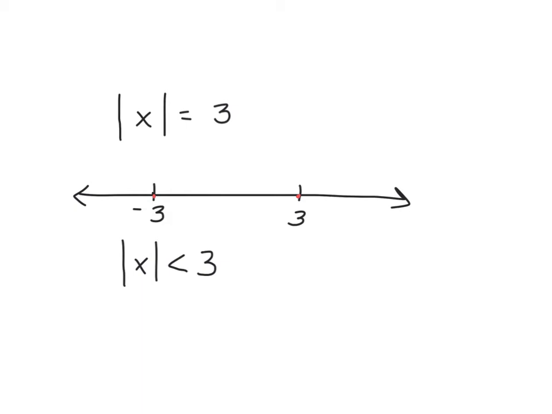Well, let's think about what that means. All numbers whose absolute values are less than 3. Well, let's see. The number 2 has an absolute value that's less than 3. And the number 1 has an absolute value that's less than 3. The number 0 has an absolute value that's less than 3. Also, the number -1 has an absolute value that's less than 3, right? The absolute value of -1 is 1, which is less than 3. -2, same thing. How about -2.5? And -2 3/4 and -2 5/6? All of those points in between, right? All of those numbers have an absolute value that's less than 3.